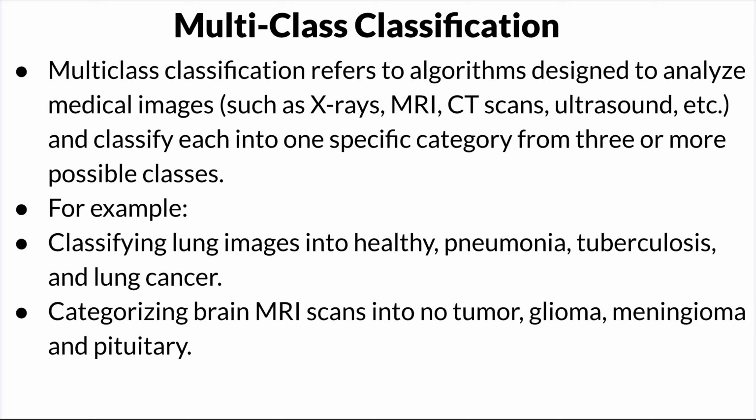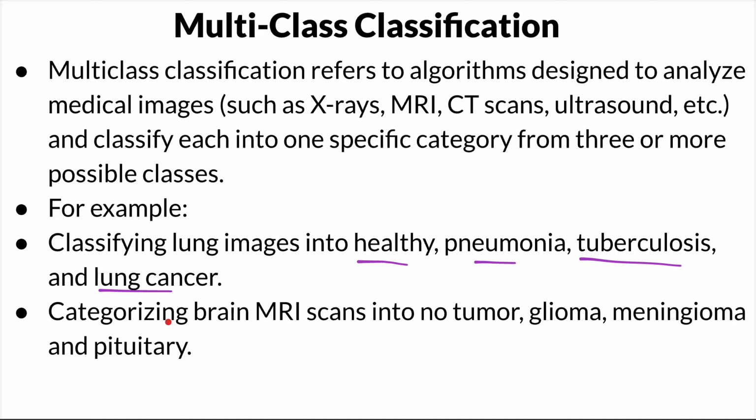Then we also move on to multi-class. Multi-class is when you want to classify into more than two options. Instead of having tumor or no tumor, you add another one to it, and that's multi-class. For example, if you want to classify lungs into healthy, pneumonia, tuberculosis, and lung cancer, this is multi-class classification.